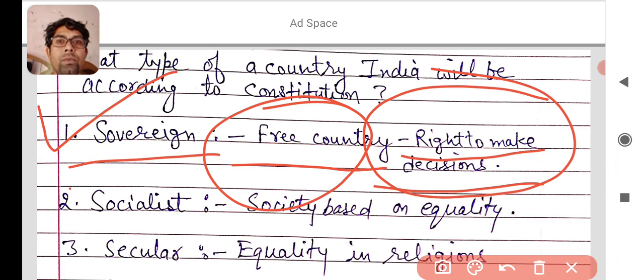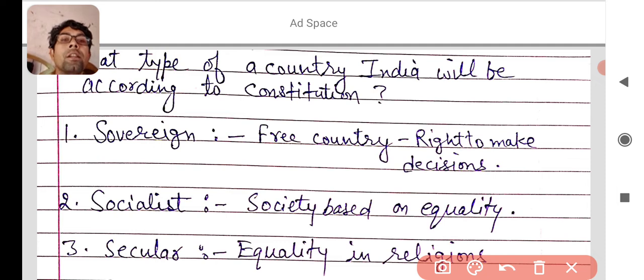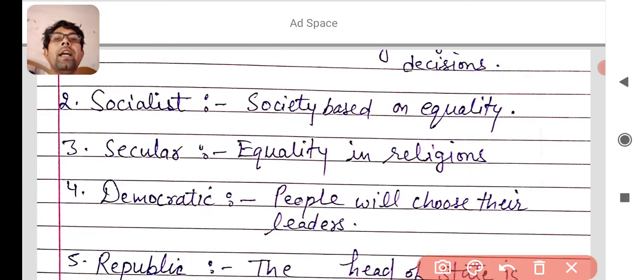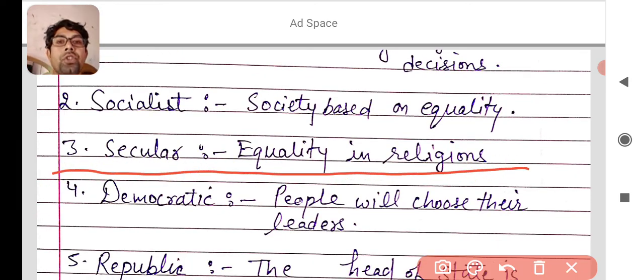I hope you learned the first point now. And the next is socialist country. Socialist here means society based on equality. India will be a socialist country according to the constitution. And the next point, India will be a secular country. In 8th class you learned about understanding secularism. Secular here means equality in religion. It means all religions will be equal in the country. This term is known as secularism. And you know, India is a secular country because all religions are equal here.